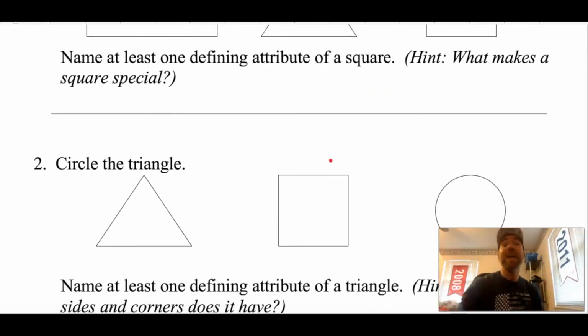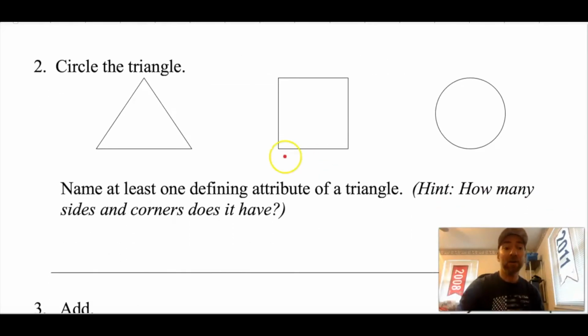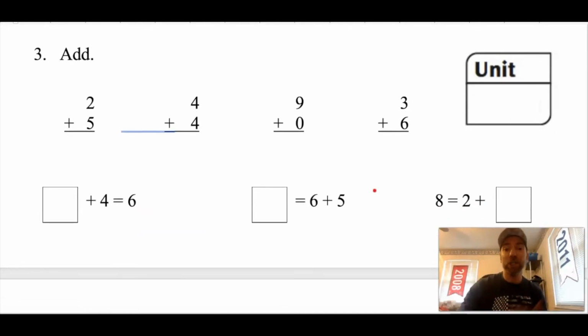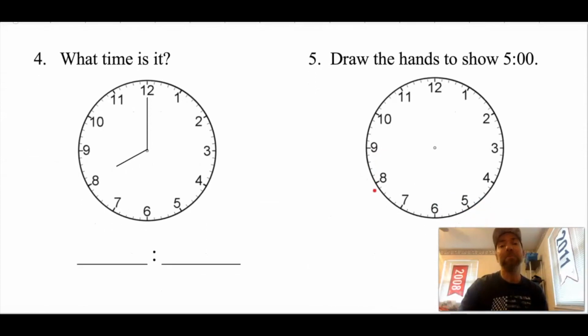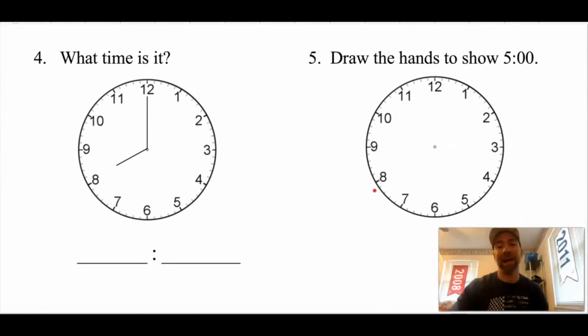Okay. Then for number 2, you're going to circle the triangle and name at least one defining attribute of a triangle. What makes a triangle special? Tell me about how many sides and corners it has. And then there's an addition section where you're going to practice adding some numbers. And sometimes the missing numbers are in different places, so you want to use your start, change, end strategy. And then the last problems are all about telling time.